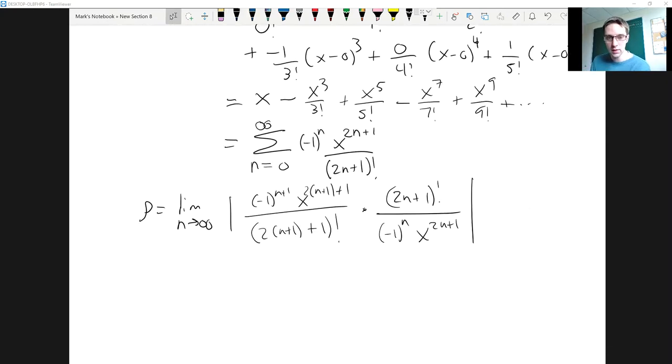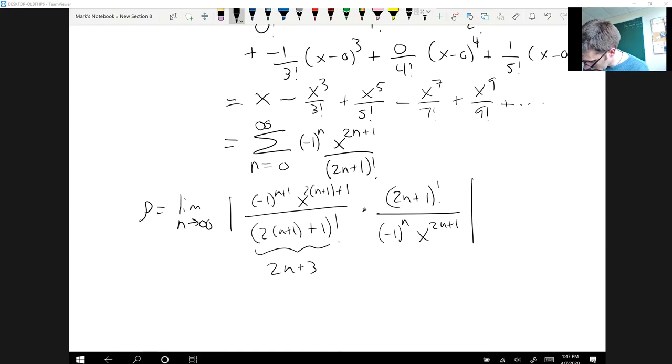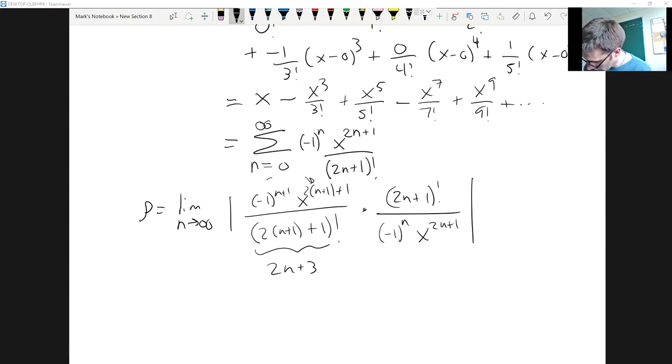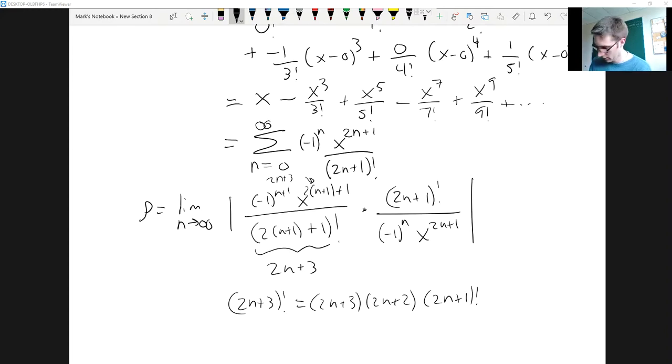Let's see, let's compute that limit. We'll need to simplify some things. First of all, this is just 2n plus 3. And the same upstairs, that's 2n plus 3. And 2n plus 3 factorial is the same thing as 2n plus 3 times 2n plus 2 times 2n plus 1 on down the line, and include all of the rest of the terms. I can just put 2n plus 1 factorial. And what that means is when I divide the 2n plus 1 factorial on the top with the one on the bottom, I'll cancel out those terms and be left with a factor of 2n plus 3 and a factor of 2n plus 2. Similarly, I've got these negative ones. I will cancel out n of those. And I can also cancel out 2n plus 1 factors of x. And I'll be left with just x squared on top.